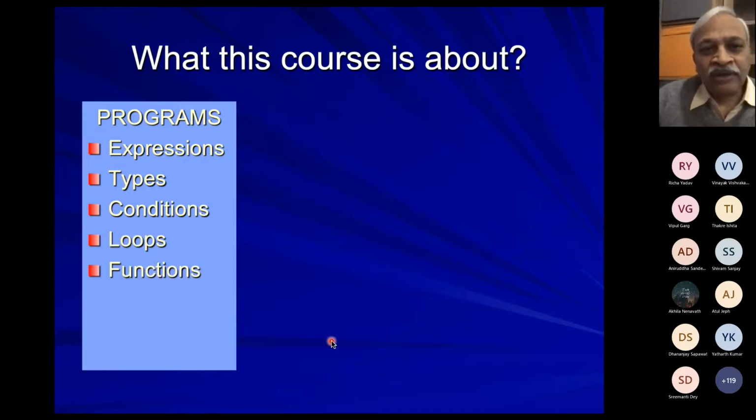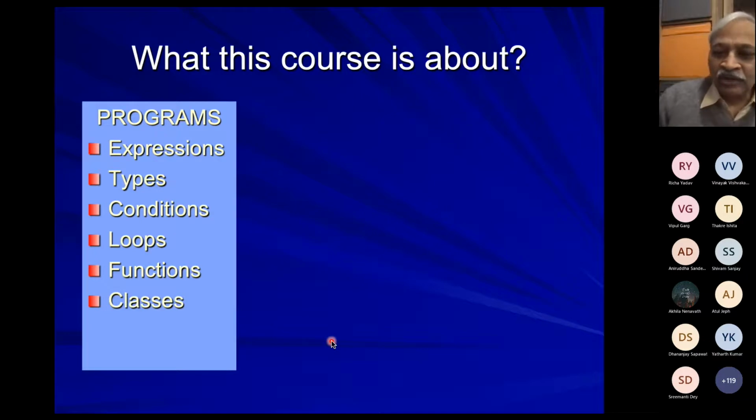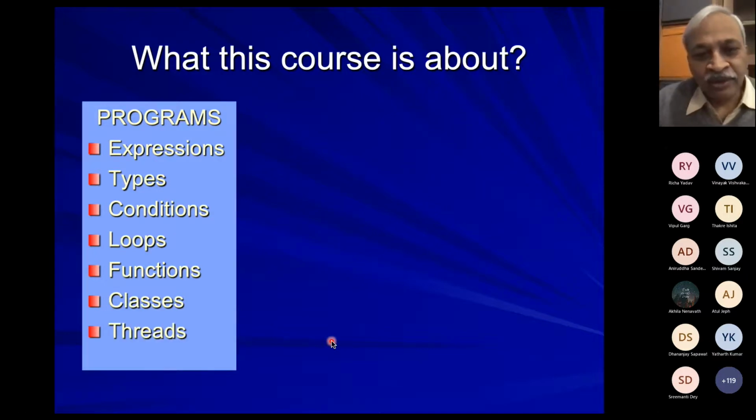You write functions for abstracting the computation. If you're using object-oriented programming, you would define classes, or if you have concurrent programming, you will define threads and so on. So these are the concepts which are involved when you write a program.